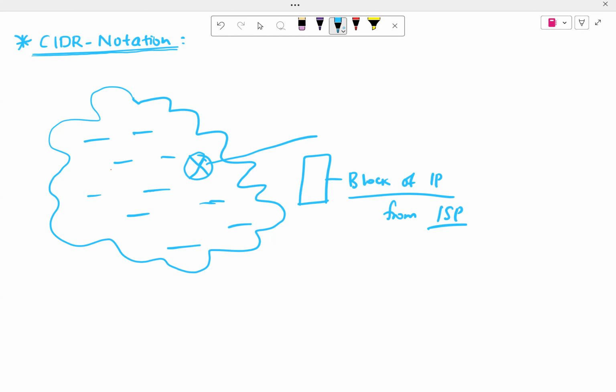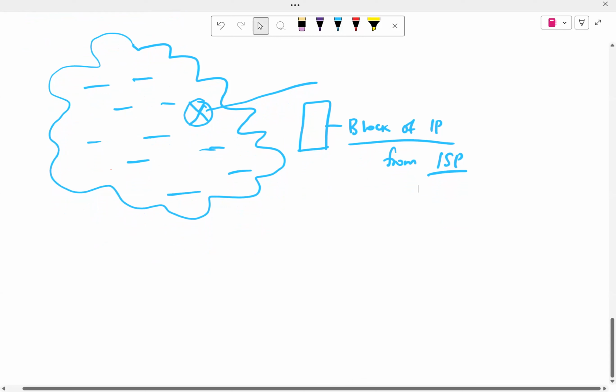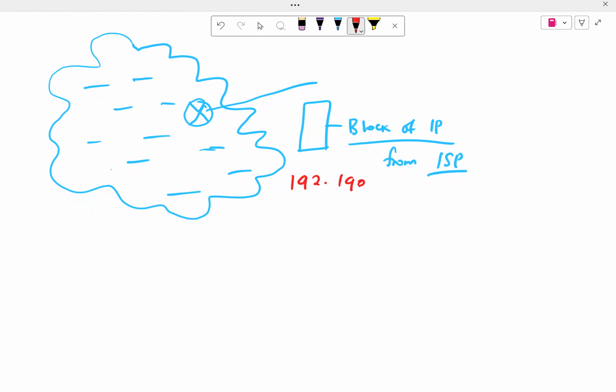Based on the number of hosts that you're going to keep, it will give you a block of IP addresses that will look like this: 192.172.1/24. So when you say /24, that means the first 24 bits will be used for the network. The last 8 bits will be used for hosts.